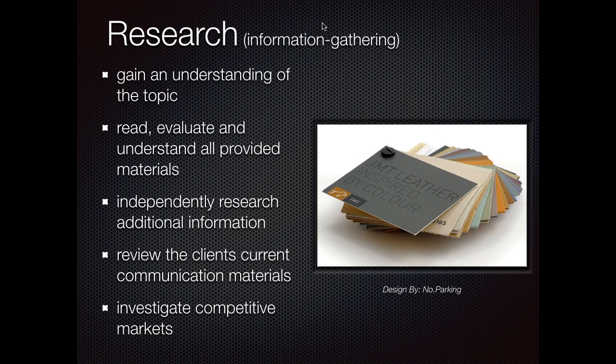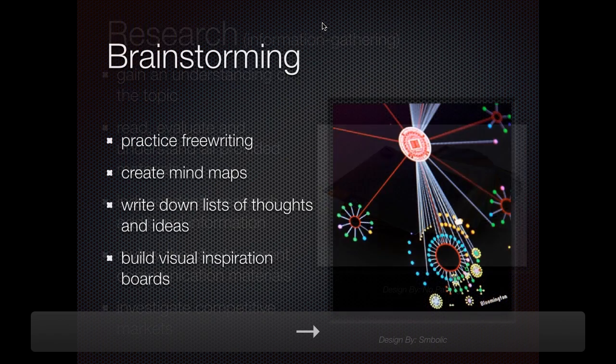You need to independently research any additional information. You need to review what current stuff is out there that the client's been doing. What style do they already kind of like so that you can be within that realm? And you also want to investigate competitive markets. Who else is doing what you're trying to do here? Right? What other companies are doing this? What other schools are doing this? So for example, in the lecture series, a good thing to start with would be what other schools are doing lecture series? What do their posters look like? Right? It's good background research. It's good background information that can help you decide what to do.